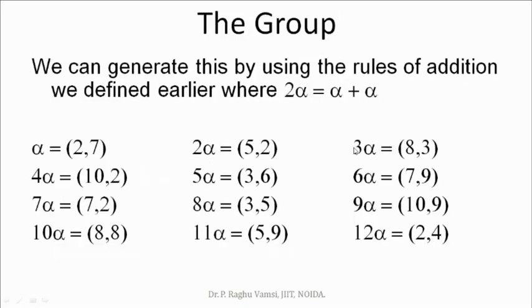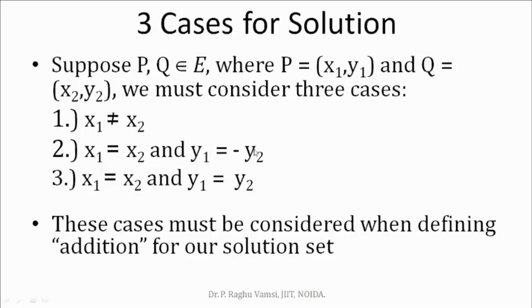Let, for example, alpha be equal to 2,7. I want to do point doubling, that means I want to calculate 2 alpha. So alpha plus alpha: under which case will it fall? x1 is equal to x2, because alpha plus alpha is 2,7 and 2,7. So x1 is equal to x2, and y1 is equal to y2, 7 and 7. So this is the third case.